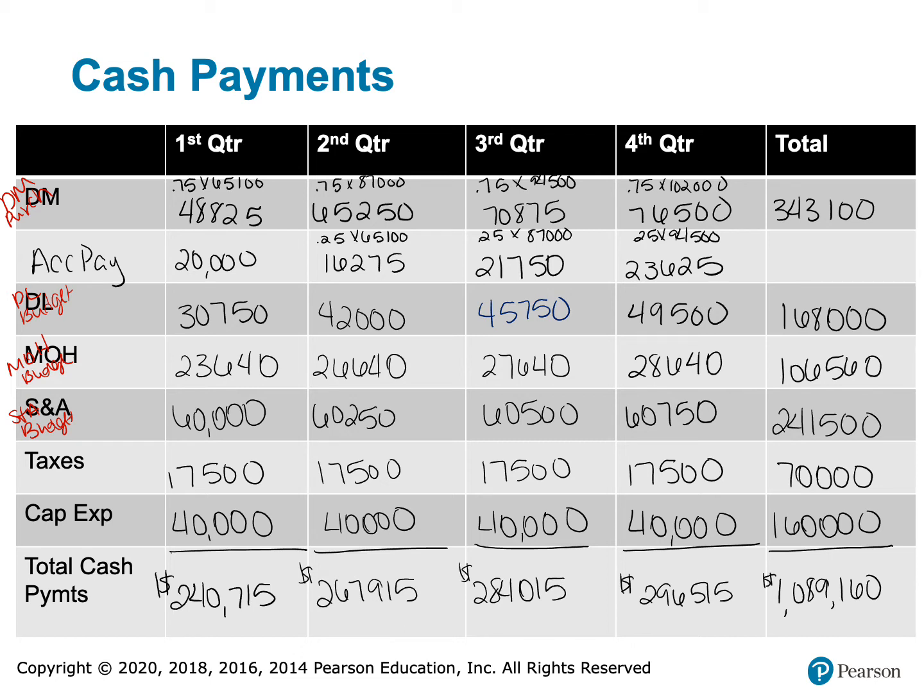So I'm just going to write this up here at the top. My accounts payable balance is going to be equal to 25% of quarter four's materials purchases, which is $102,000. So 25% of $102,000 is $25,500. So when I do my budgeted balance sheet in a minute, I want to make sure that I include the accounts payable, which is the quarter four materials purchases that won't be paid for until quarter one of next year.